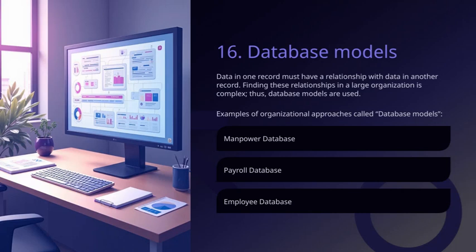Now, let's look at some common examples of database approaches, or what we call database models. Think about databases like the employee database, payroll database, or manpower database. These are structured ways of organizing data for different organizational needs. The key idea here is that data in one record often needs to relate to data in another record. For example, an employee's details might be linked to their payroll information.